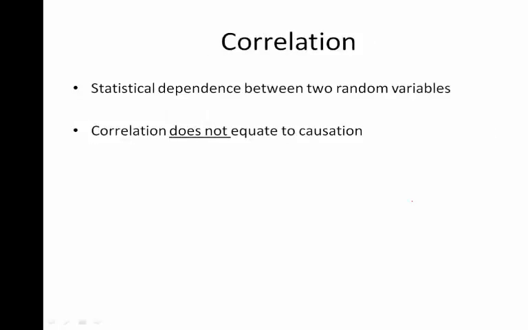Now, correlation is simply a statistical dependence and relationship between two random variables, and it does not equate to any causation. This means that it doesn't mean that an increase in x causes an increase in y. It simply shows a relationship that as x increases, y increases as well.